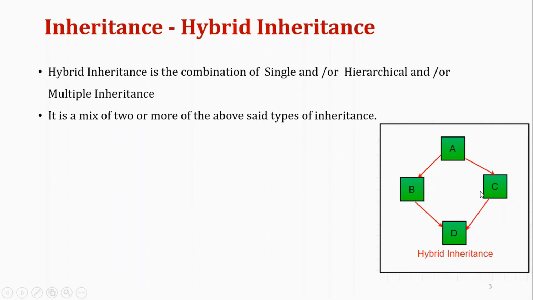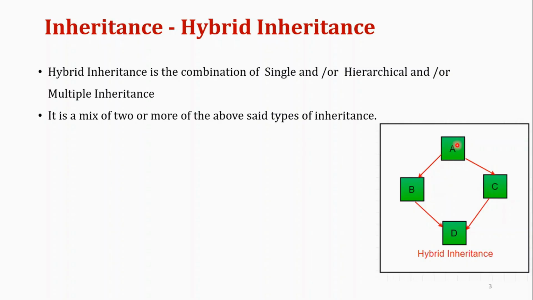Check out this example diagram. Class A is inherited by classes B and C, and classes B and C are inherited by class D. If you take the upper part, ignoring class D, considering only classes A, B, C, it is hierarchical inheritance.